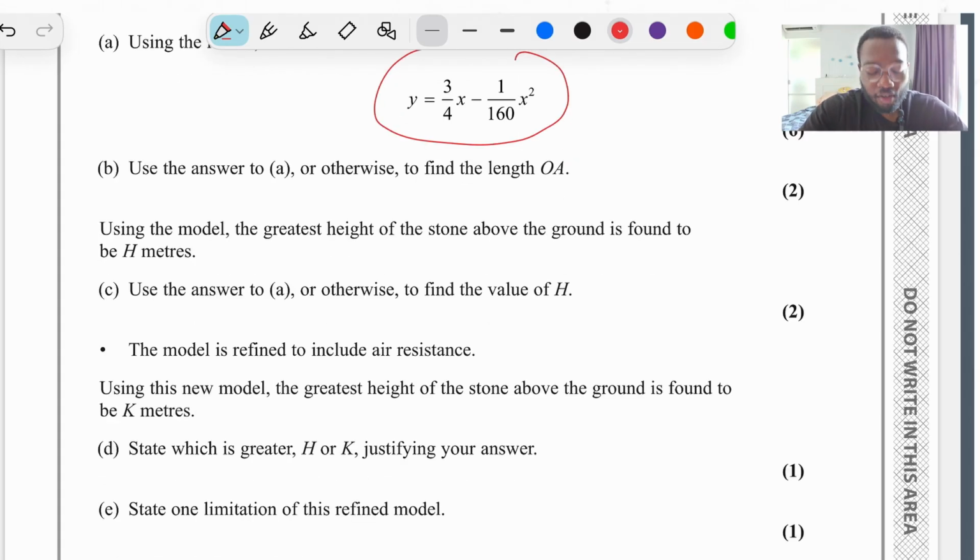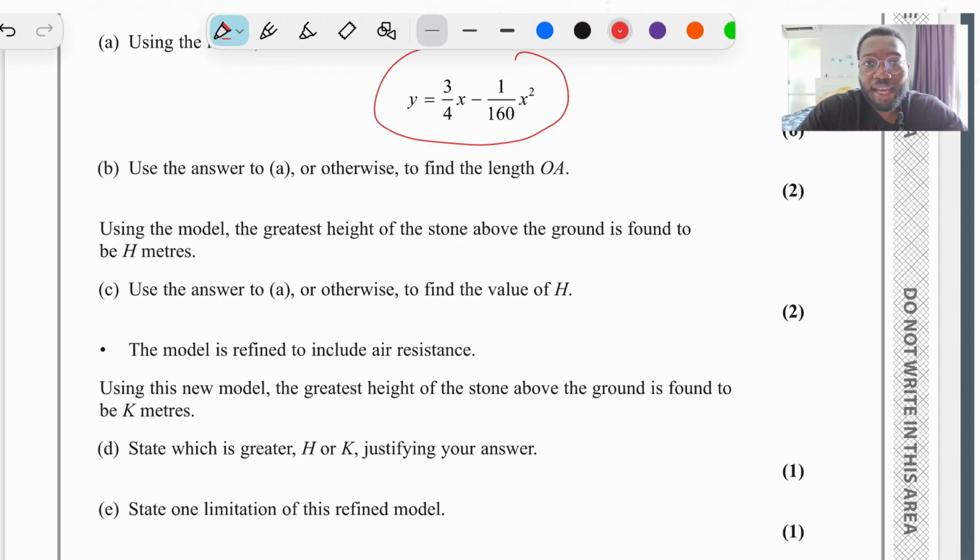So for part E, we have to state one limitation of this refined model. Now, just key, it says refined model. So it wants you to be very specific to this refined model, okay? So what you want to do is, now that we've got air resistance, think about what limitations this refined model doesn't take into consideration.